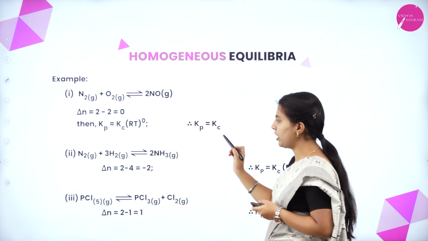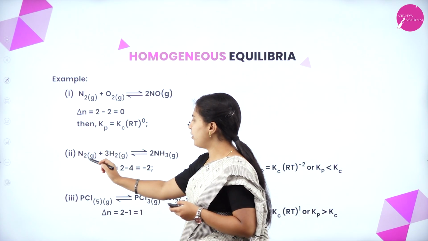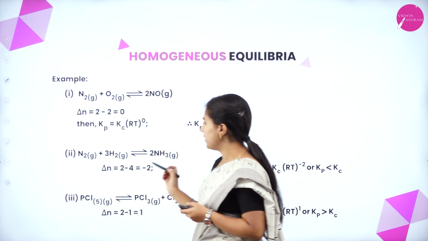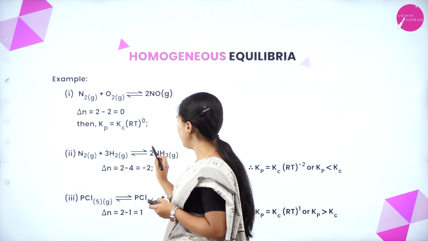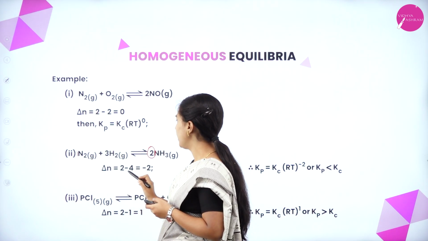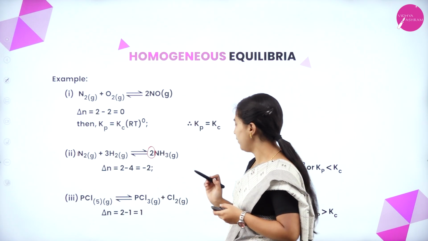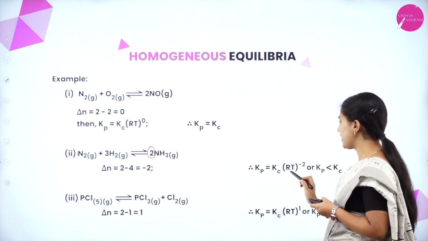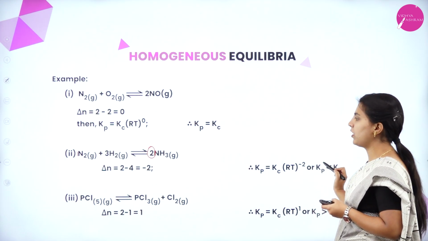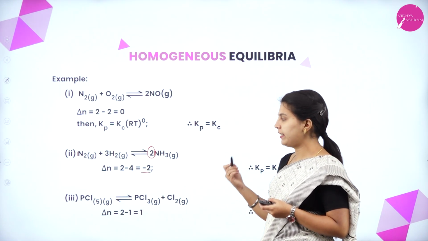That shows Kp equal to Kc. Okay. Another example we'll see. Nitrogen and hydrogen reacting will give rise to ammonia. Overall 2 moles form as product, and on the reactant side 1 plus 3 equals 4. So 2 minus 4, that is minus 2, will form. So Kp equals Kc into (RT) to the power minus 2, or Kp is lesser than Kc. If this is in negative sign, Kp is less than Kc.